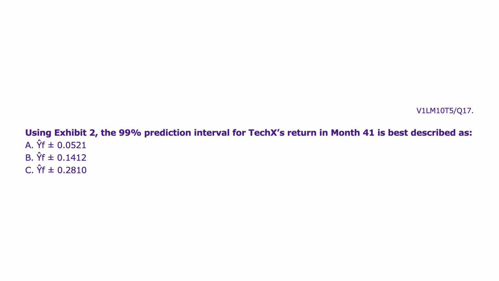Using Exhibit 2, the 99% prediction interval for TECH's return in month 41 is best described as A, y hat f plus or minus 0.0521, B, y hat f plus or minus 0.1412, C, y hat f plus or minus 0.2810.